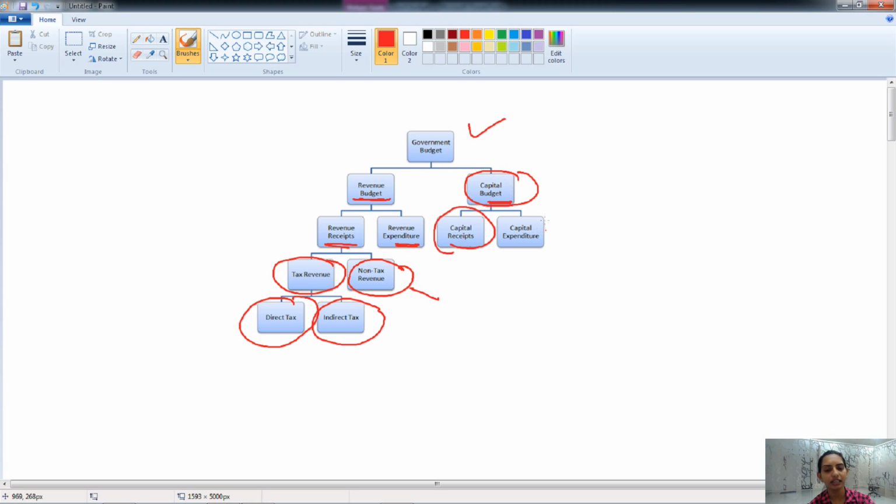Then the second component of the government budget is the capital budget. It includes the capital receipts and the capital expenditure. So this is about the components of the government budget, and in the whole we have talked about the meaning and concept of the government budget, its types, then the classification of receipts, that is revenue receipts and capital receipts, and the classification of expenditure, that is revenue expenditure and capital expenditure.